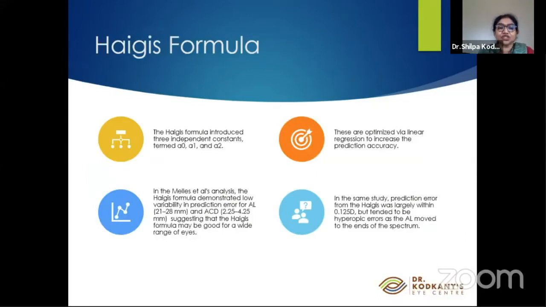And then came the Haigis formula, which introduced 3 independent constants, that is a0, a1, and a2, which were optimized via linear regression to increase the prediction accuracy. It was found by Melles et al. that the Haigis formula would give a good prediction error for a wider range of axial lengths and AC depths. But in this study, it was found that 0.125 diopters was the prediction error, but there was a hyperopic error when it went to the ends of the spectrum.